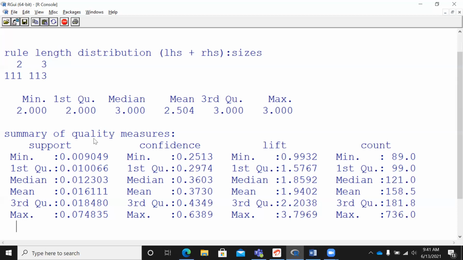Now, what about the mean support? Let's look at the mean support. It is roughly around 1.6%. That's what I can say. Now, let us look at confidence, which is again a very, very important metric. What is confidence? Confidence represents the strength of implication of a rule. I repeat, it is the strength of implication of a rule. Let me look at the mean confidence level.